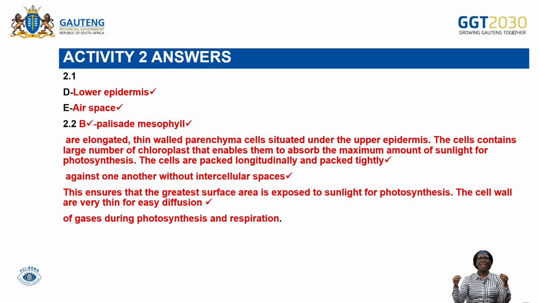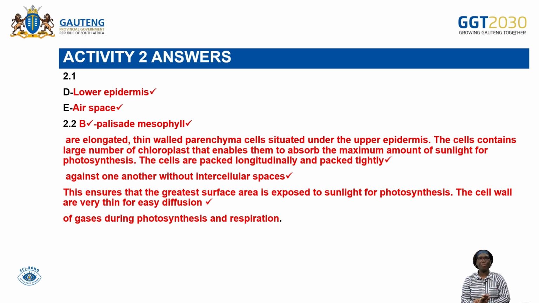And the cell wall is very thin. Cell wall is very thin for what? For easy diffusion. When we're talking of easy diffusion, we are talking about the exchange of gases during photosynthesis and also during respiration. So during photosynthesis, the exchange of gases will be what? Carbon dioxide moving inside the leaf through the stomata towards the chloroplast, and oxygen moving out of the chloroplast of the leaf through the stomata to the atmosphere.